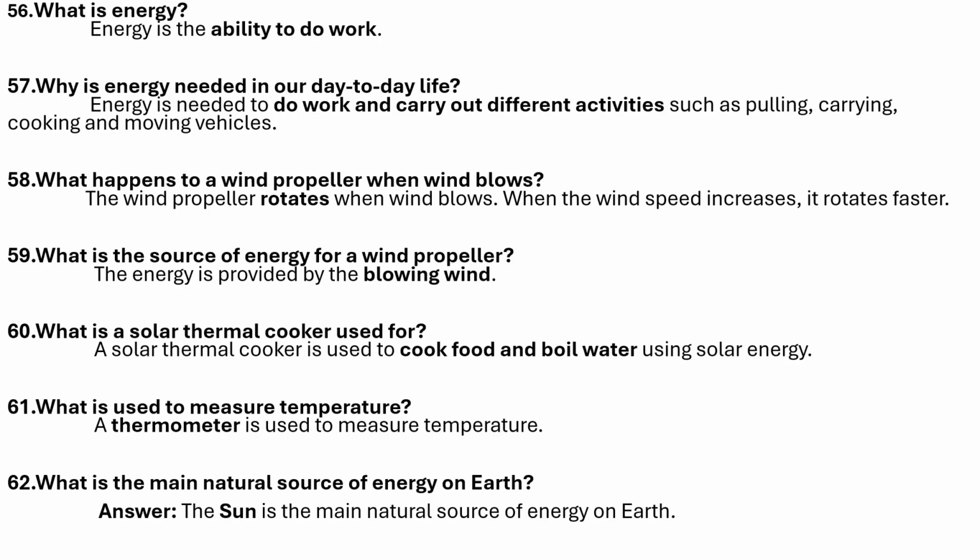What is a solar thermal cooker used for? A solar thermal cooker is used to cook food and boil water using solar energy. What is used to measure temperature? A thermometer is used to measure temperature.